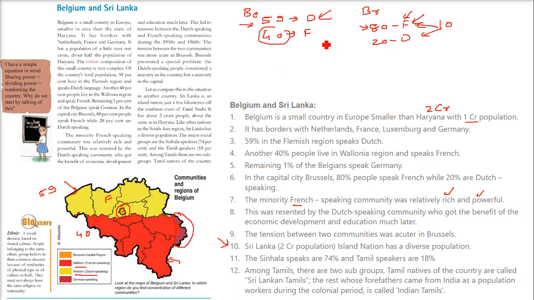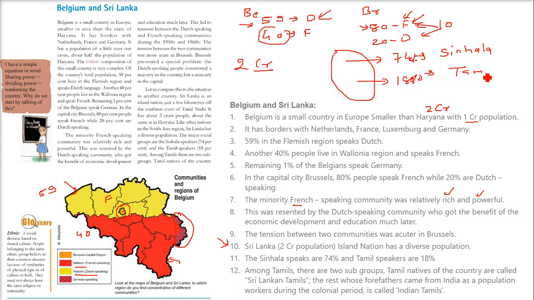Now in Sri Lanka, the population is 2 crore. It's an island country, I showed you that. 2 crore is around equal to the population of Haryana in India. Here also the community is quite diverse. Now if this is Sri Lanka, then 74% speak Sinhali. So they are called Sinhala. 18% speak Tamil.